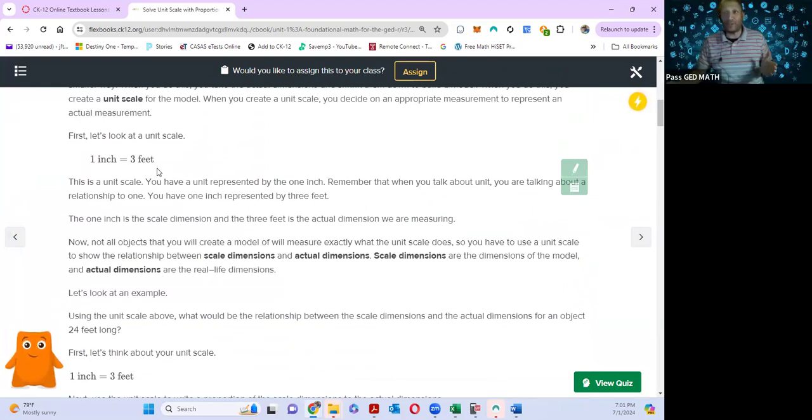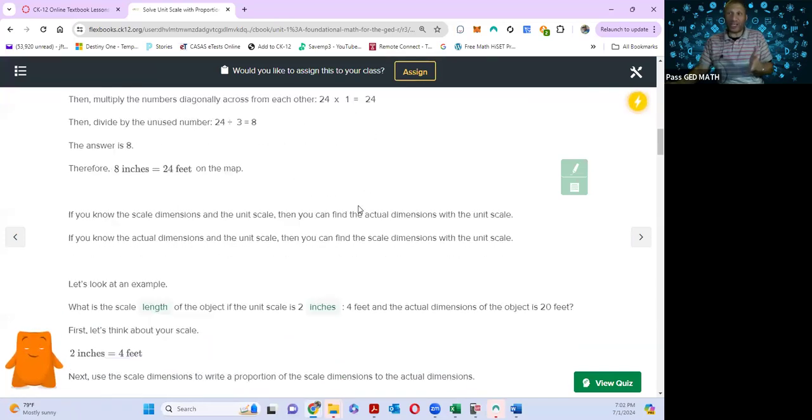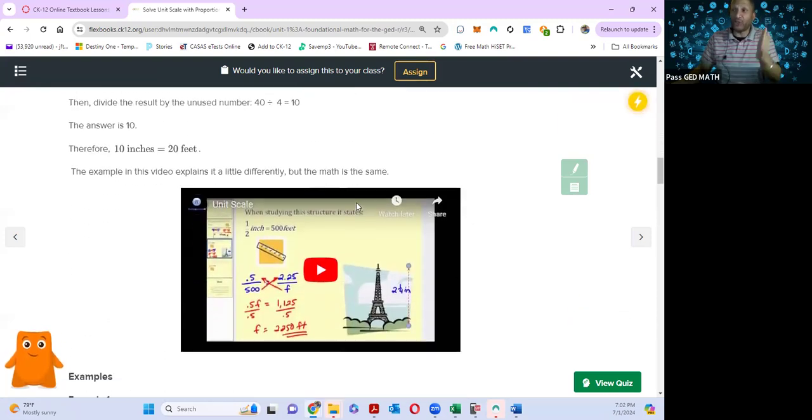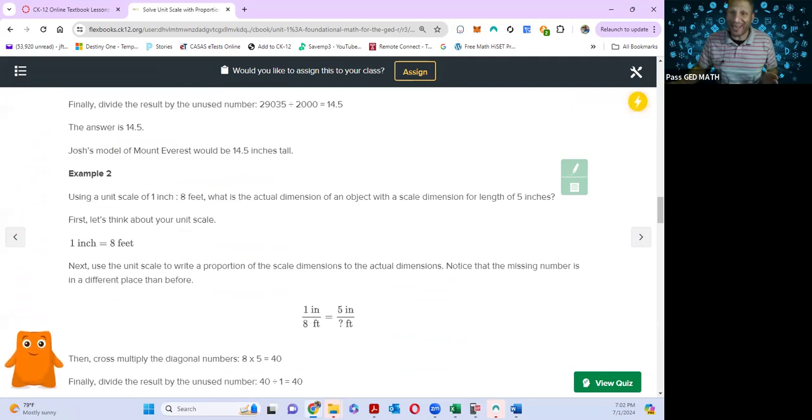1/2 inch is equal to 2 feet. You set up your ratio. Look at that. You identify your given ratio, then set up your proportion. It walks you through how to do it. Then you have a short video, you have different examples, and then you have a quiz to see what you know. You don't have to wait for me till next Monday.